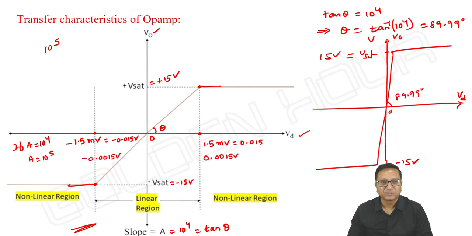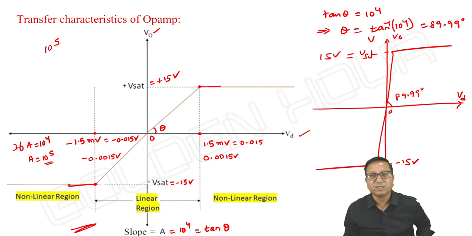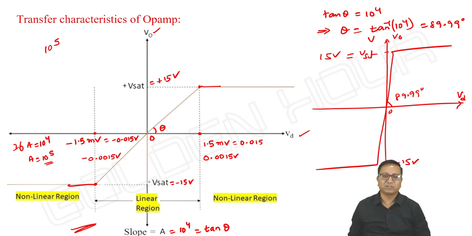Sorry, 1.5 millivolt, no? That's correct. So as the gain increases, the range of input comes down. Almost it approaches. So what is the slope? If A is equal to 10 power 5, then theta will be equal to 89.9999, something like that. It's almost close to 90 degrees.